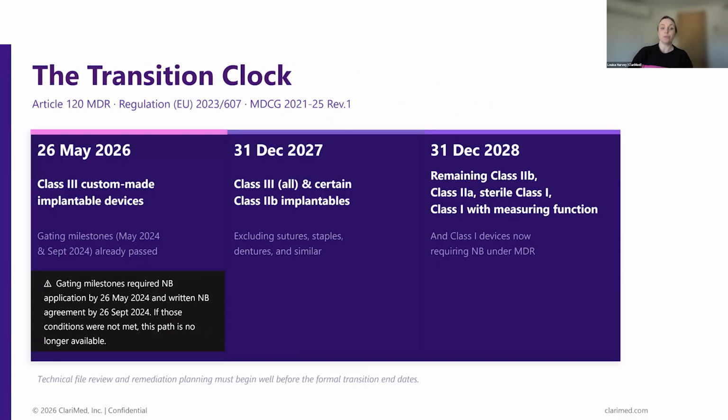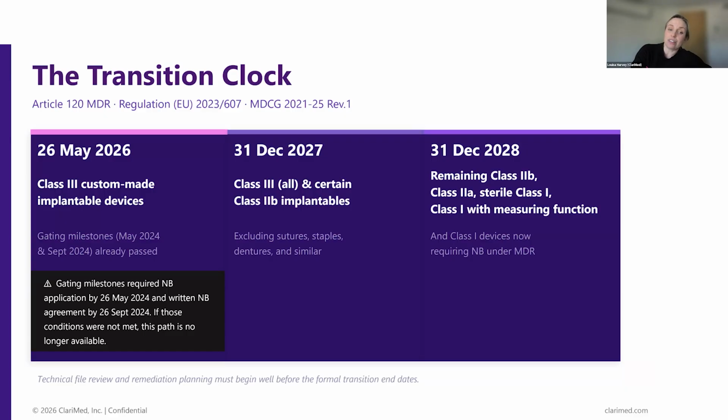So as I discussed a little bit, we've got the transition clock. So 26th of May 2026 is obviously looming very close. That's the class 3 custom-made implantable devices. So this is where the gating milestones required notified body application by 26th of May 2024 and written notified body agreement by 26th of September 2024. If those conditions were not met, this path is sadly no longer available.